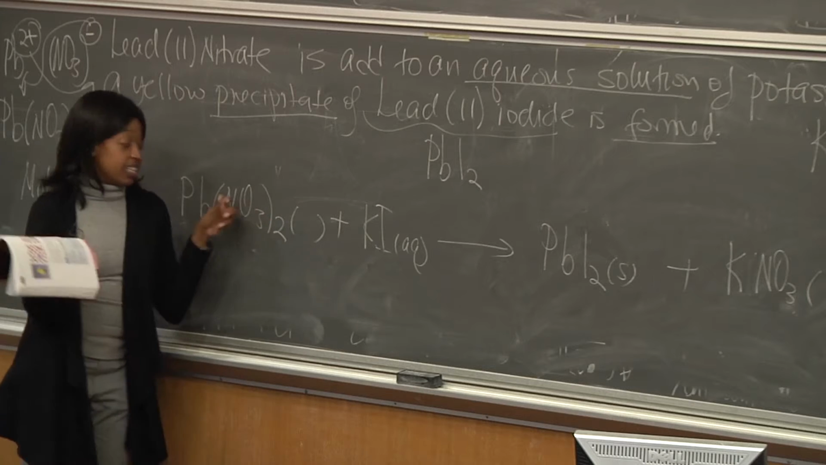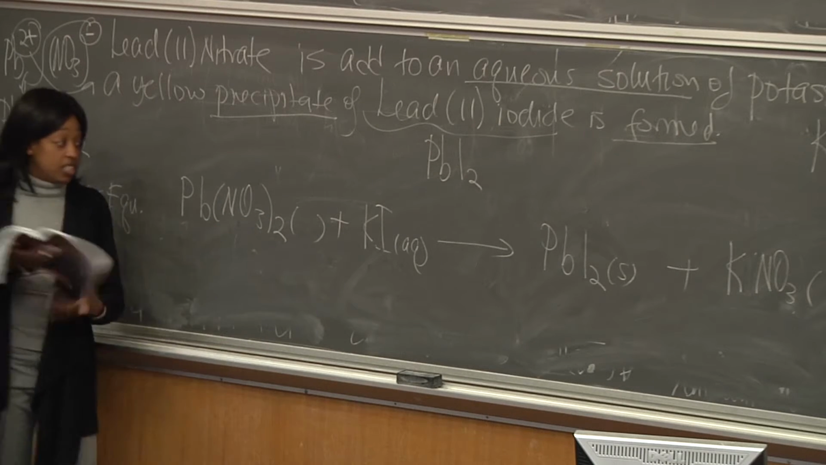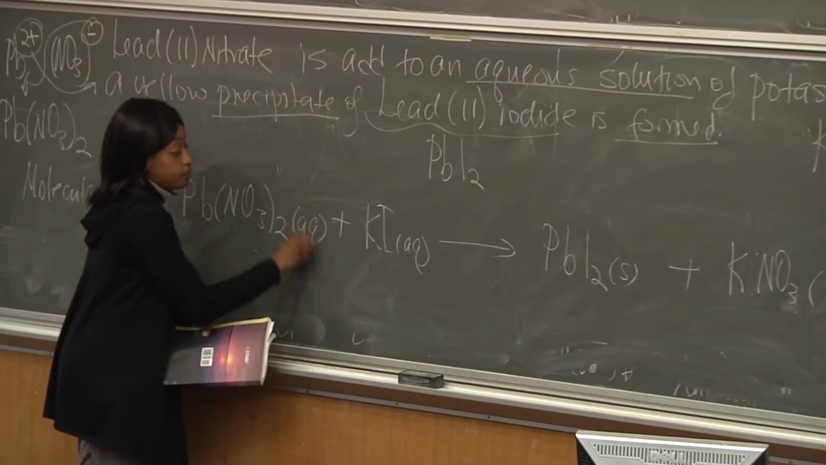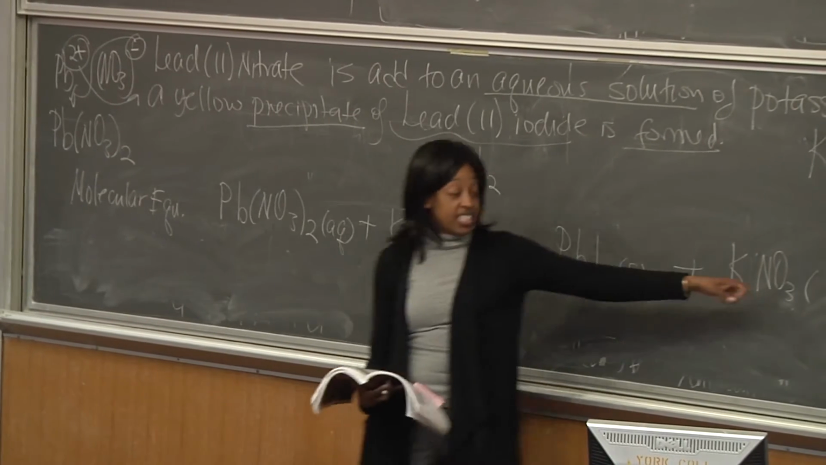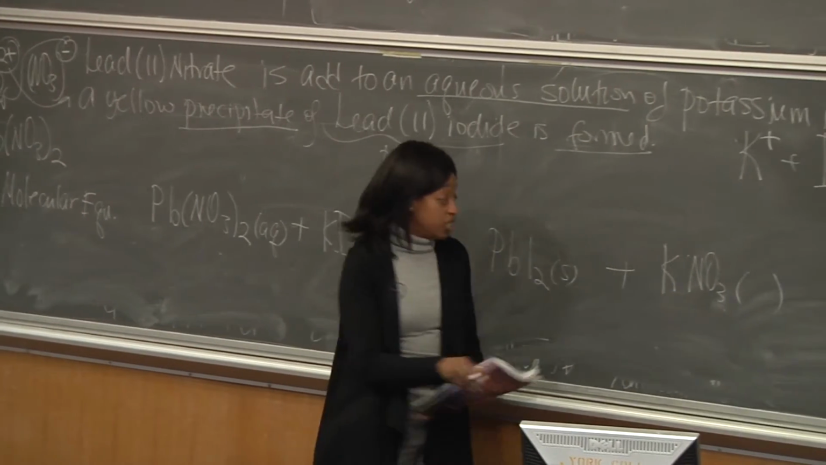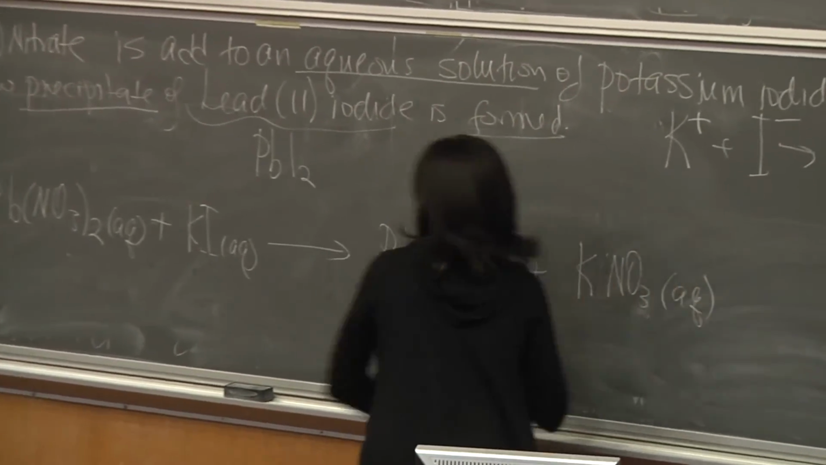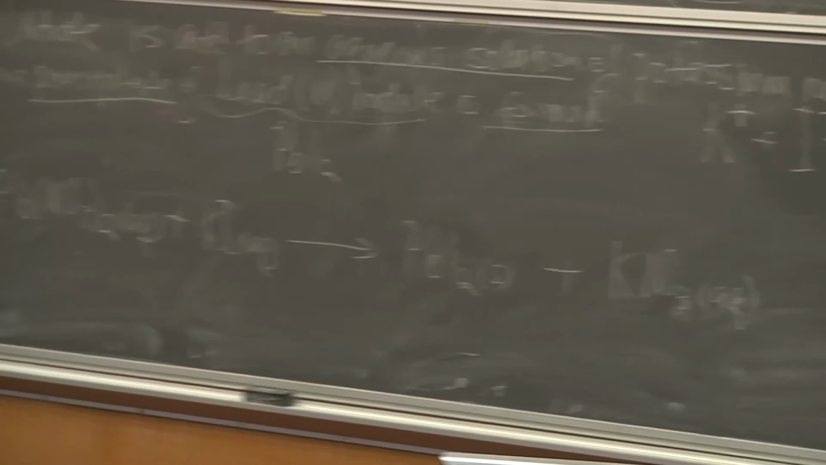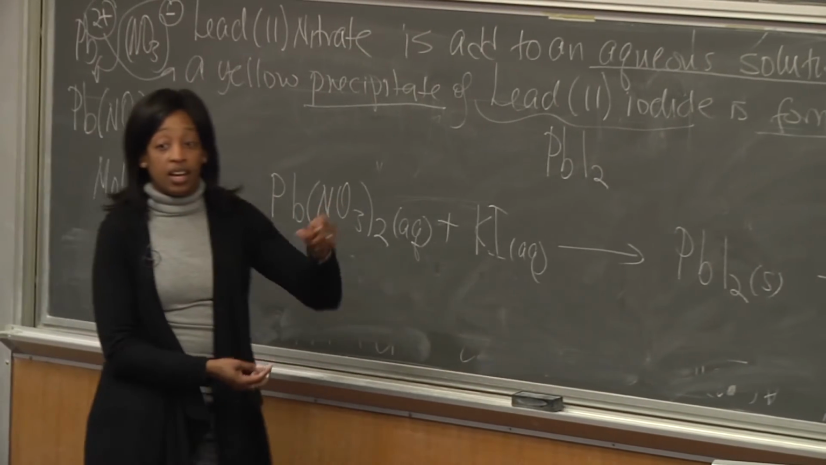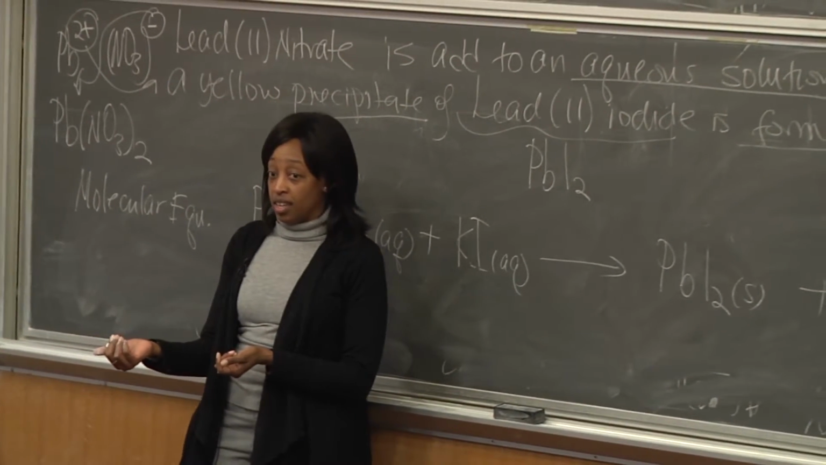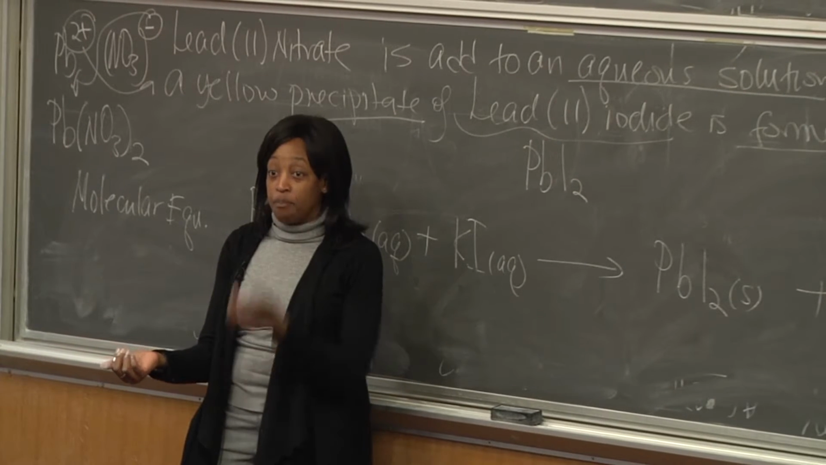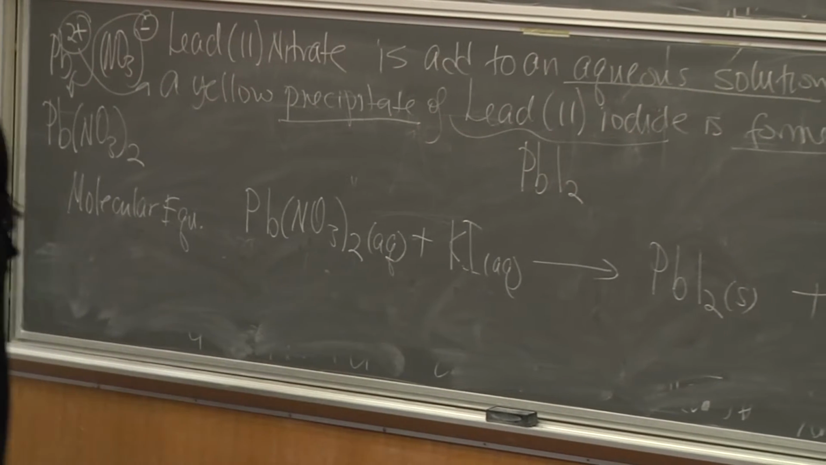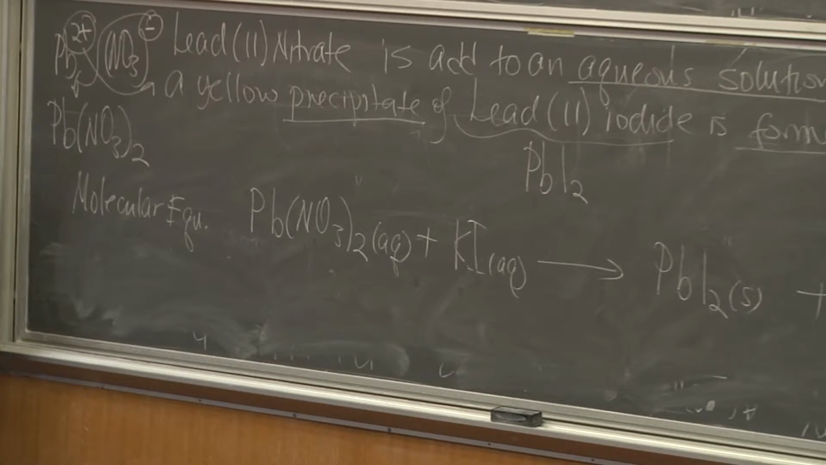It says nitrates are always soluble with no exceptions, so I'll put aqueous here. Nitrates, again, are always soluble without exceptions. I put aqueous here. So now we have a reaction in its molecular form with all the states of matter. Are we finished? What's missing? Balance the chemical equation. How would I go about balancing this?